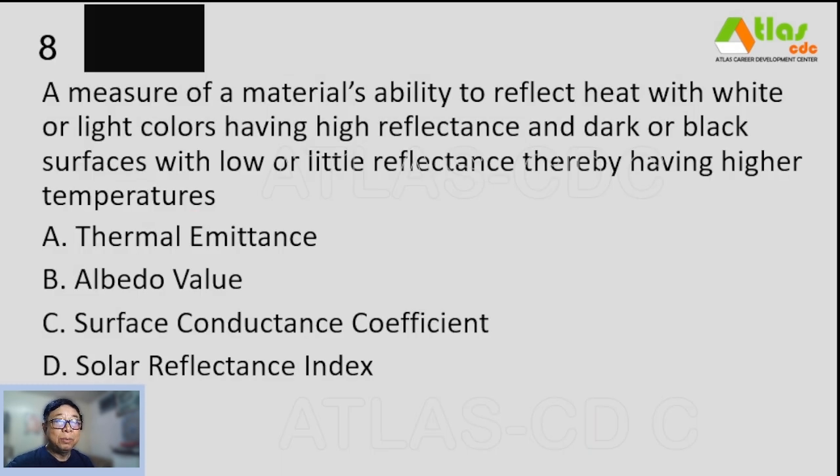Number 8. A measure of a material's ability to reflect heat with white or light colors, having high reflectance, and dark or black surfaces with low or little reflectance, thereby having higher temperatures. A. Thermal emittance. B. Albedo value. C. Surface conductance coefficient. And D. Solar reflectance index.